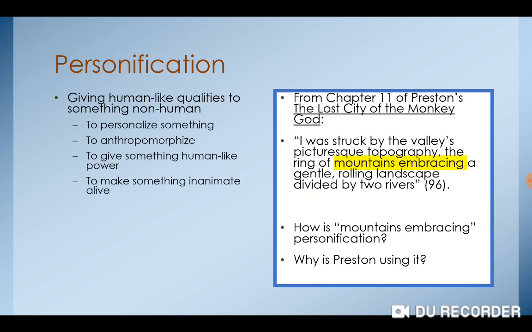Okay, next we have personification. This is when you give human-like qualities to something that is not human. So if you think about why authors might choose to do that, sometimes it's to personalize something. The word that's in the next bullet on the slide you may not know. The word is anthropomorphize. When you do that, you are giving human qualities to something.